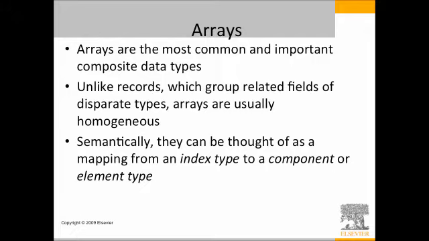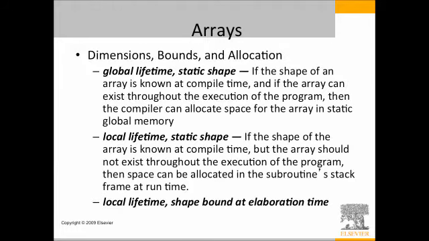So the next topic is arrays, and as you know, they group a homogeneous set of data, and you can think of them as mapping an index type to a certain element type. And when talking about an array, there are three concepts: the number of dimensions, the bounds, and the allocation. Now, in C, C++, and Java, the lower bounds always start at 0, but that's not true in all languages. For example, Fortran allows the programmer to specify lower and upper bounds.